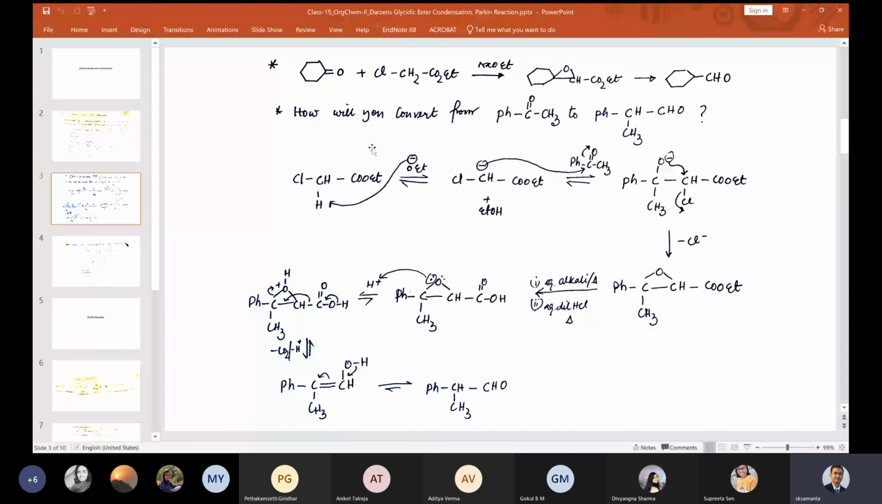So the base picks the proton first, makes an enolate, negative charge. This then attacks your acetophenone to form this kind of compound where, after negative group and neighboring group participation, it forms this glycidic ester. Then you know what you have to do. You use aqueous alkali and heat to hydrolyze this one, and then by aqueous dilute HCl, aqueous acid and heat, this will pick up a proton followed by decarboxylation and you get your final product.